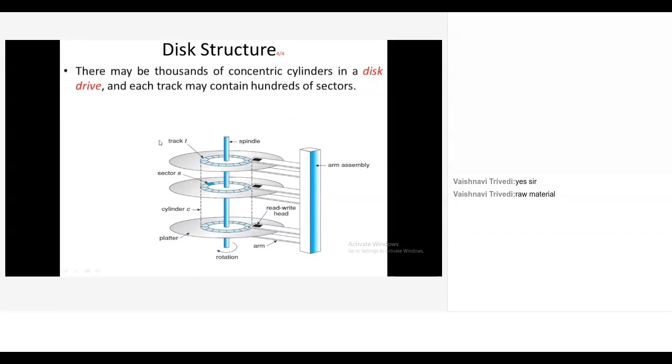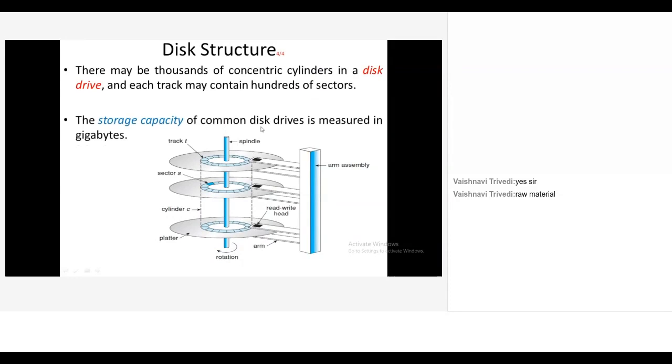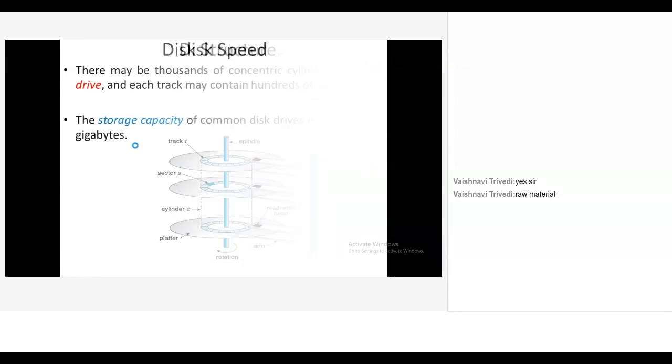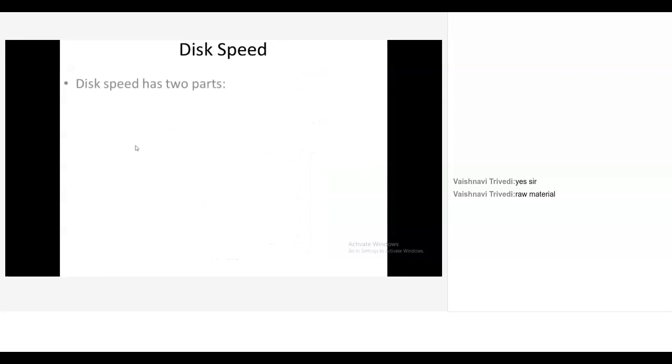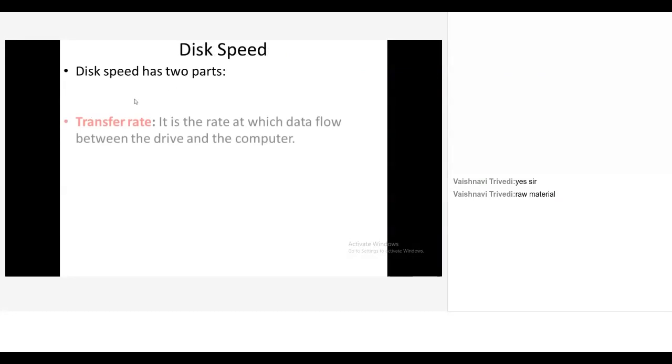Now there may be thousands of concentric cylinders in a disk drive, and each track may contain hundreds of sectors. The storage capacity of a common disk drive is measured in gigabytes. Now, what is disk speed? It consists of two parts. First one is transfer rate.